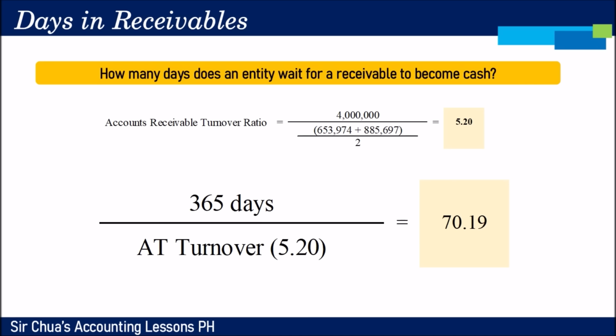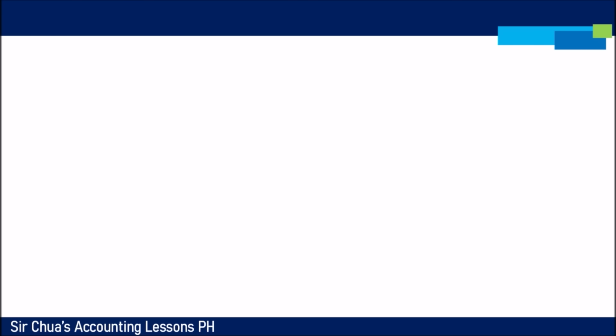Ang gusto natin, sana, halos every month. Hindi nga lang dapat every month, di ba? Pero, that's how it is for the company. 70 days ang atin pong days in receivables bago siya maging cash. Anong gusto natin sa company? Mapababa yung days in receivables natin. Okay?